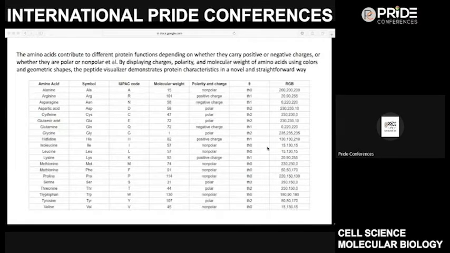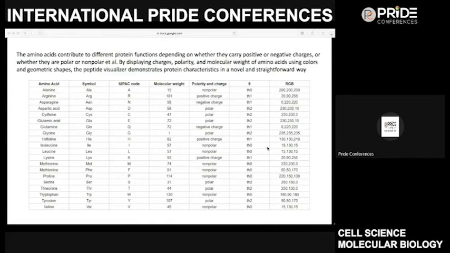Amino acids are the building blocks of proteins, right? And they contribute to different protein functions depending on whether they are positive or negative charges, or whether they are polar or non-polar, if the amino acid does not carry charges overall. By displaying different amino acids in different colors, and displaying charges, polarity, and molecular weight using colors and geometric shapes, the peptide visualizer demonstrates protein characteristics in a novel and straightforward way.